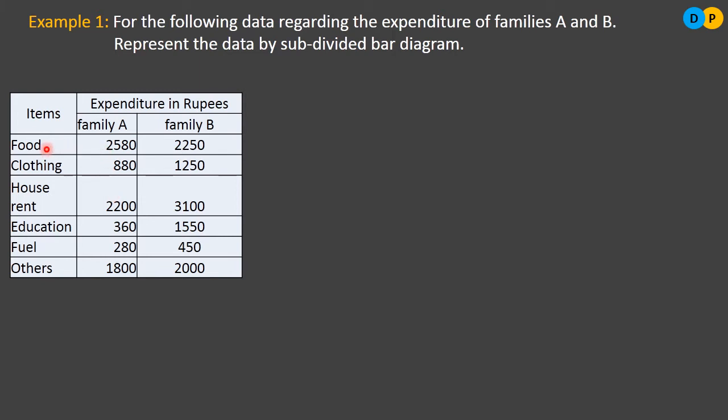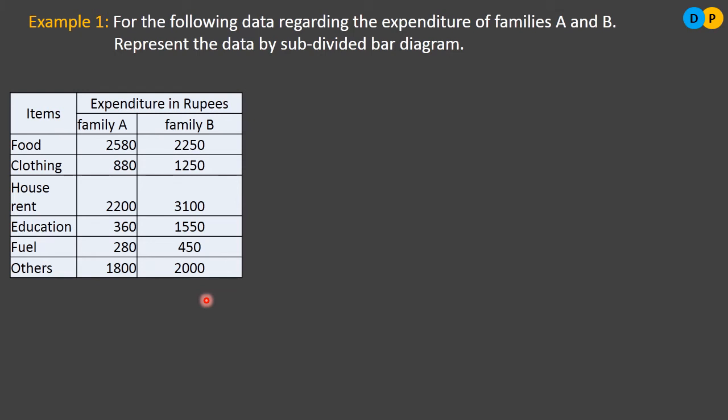So here the first variable is food, next is clothing, next is house and education, fuel, others. These are all the different variables, these are different components. You need to add all this magnitude. If you add all the family A expenses, it will come to around 8,100 rupees. Similarly, for family B, it will come to around 11,700 rupees total expenditure. So, total expenditure of family A is 8,100 rupees, and of family B, total expenditure is 11,700 rupees.